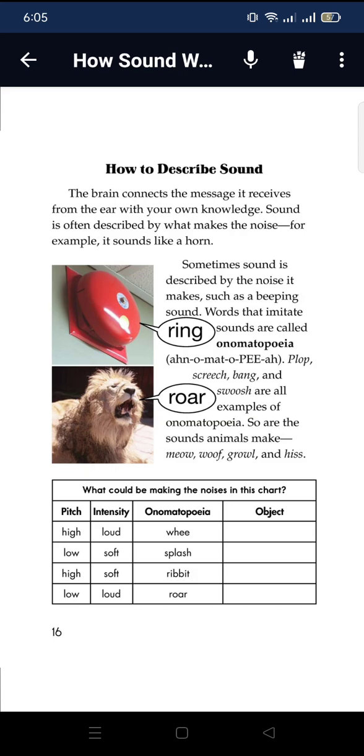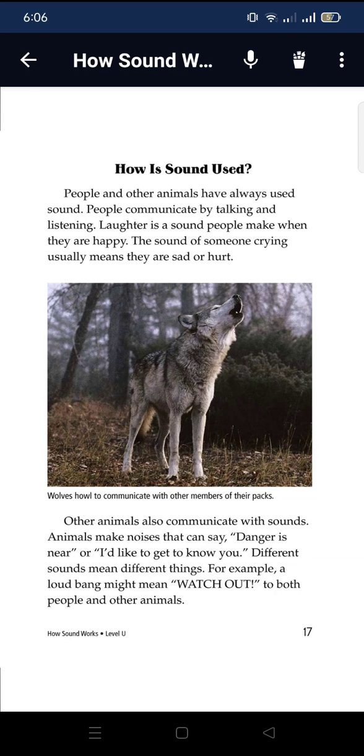How to describe sound. The brain connects the message received from the ear to your own knowledge. Sound is often described by what makes the noise. For example, it sounds like a horn. Sometimes sound is described by the noise it makes, such as a mimic sound. Words that imitate sounds are called onomatopoeia. Plop, screech, bang, and swoosh are all examples of onomatopoeia. So are sounds like meow, woof, growl, and hiss.